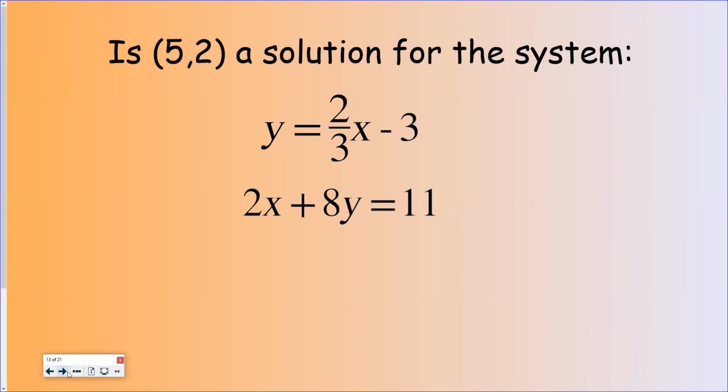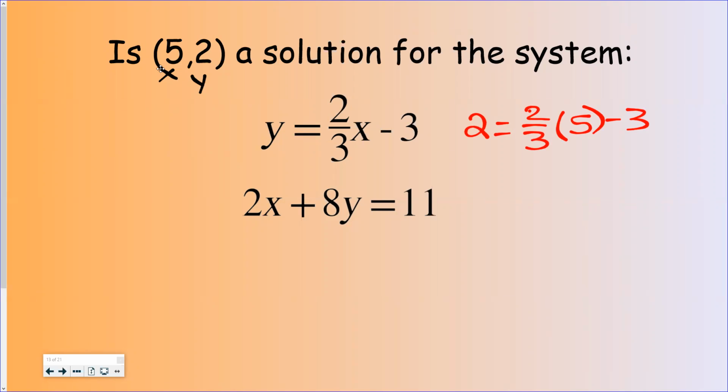Well, here's the thing. What if I don't have a graph and I can't just look at the graph to decide if a point is a solution? What if I only had the two equations? How could I do it? Well, in a coordinate, we know we have an x and a y. So if we have an x and a y, and in our equation we have an x and a y, we can just replace that x and y in our equation and see if it gives us a true statement. So for instance, here on this equation, I can see if 2 equals 2/3 times 5 minus 3.